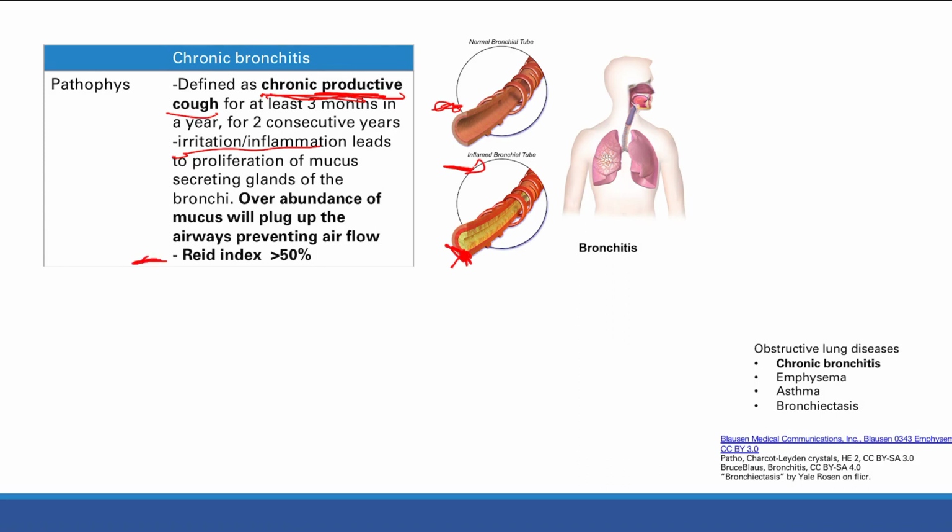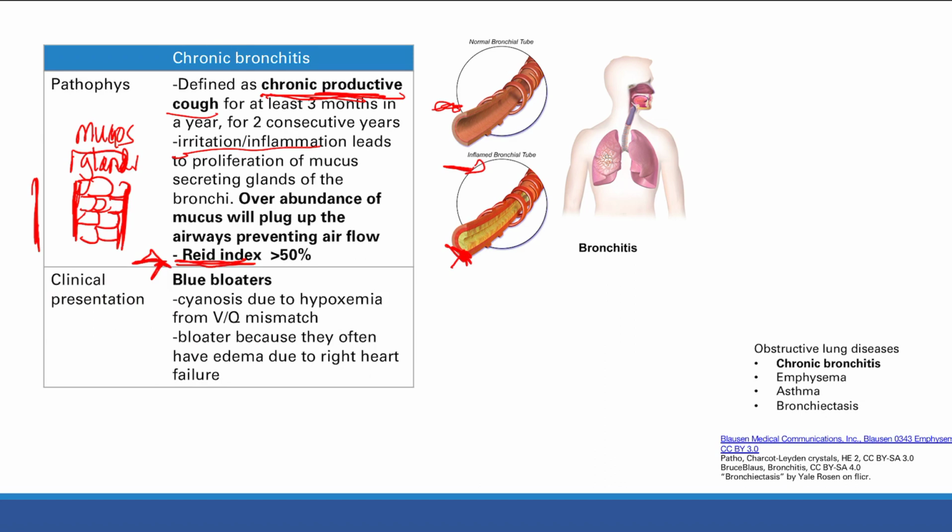And what you're going to see, which is very characteristic and very high yield, is a Reid index greater than 50%. What does this even mean? This means that the mucosal gland layer makes up over 50% of the thickness of the wall of the bronchus. So let's say the wall of the bronchus is this thick. At least over 50% of this is all mucus glands. And that's obviously abnormal. It just doesn't look right if you have all these mucus glands making up over 50% of the whole wall. If you see that the Reid index is over 50%, that's very characteristic of chronic bronchitis.